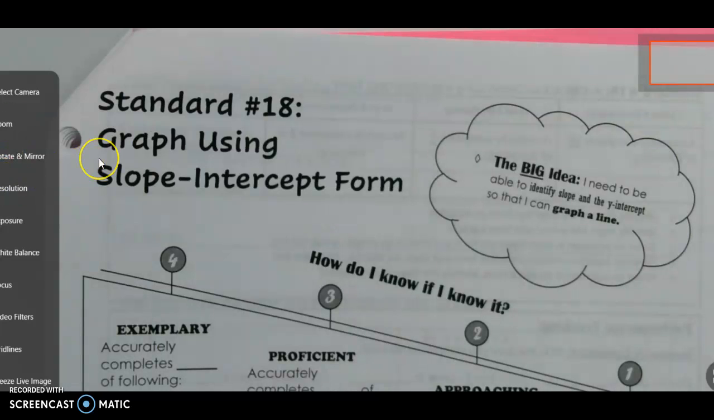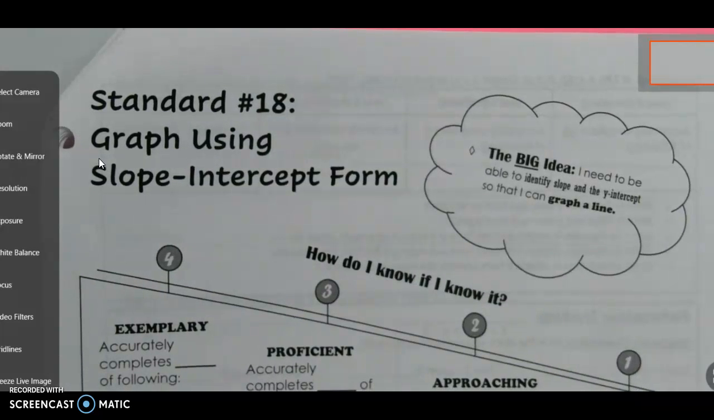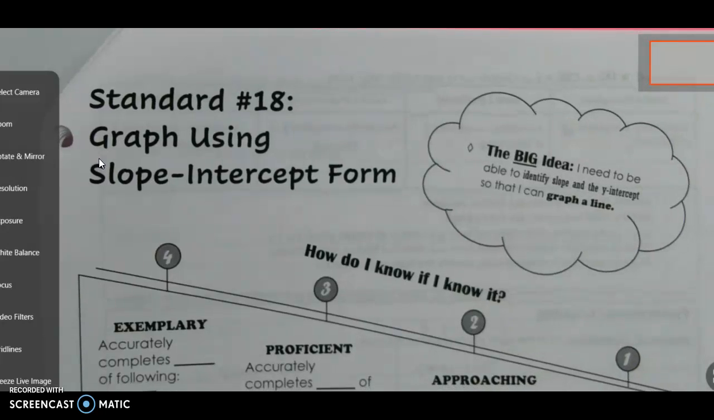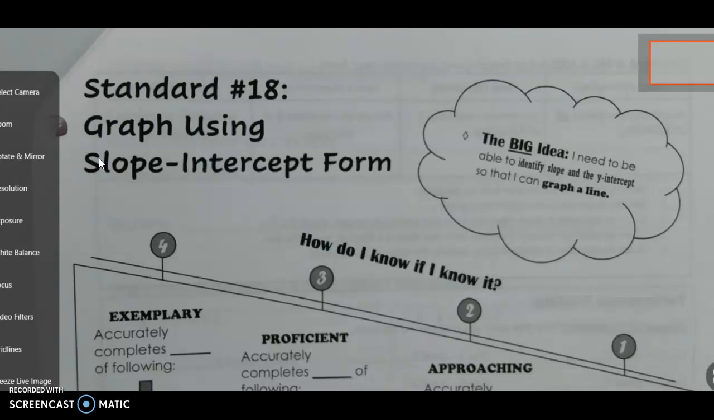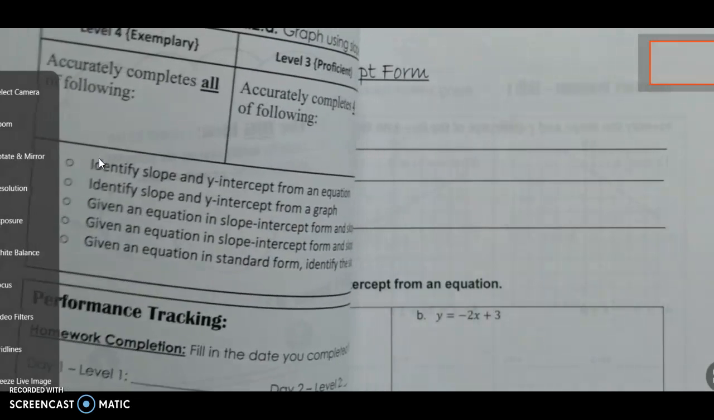Okay, so here's standard 18, graphing using slope-intercept form. This is on page 13 of the pink packet. This just kind of shows you what exactly we're going to do for standard 18. We'll go ahead and turn the page and get started.